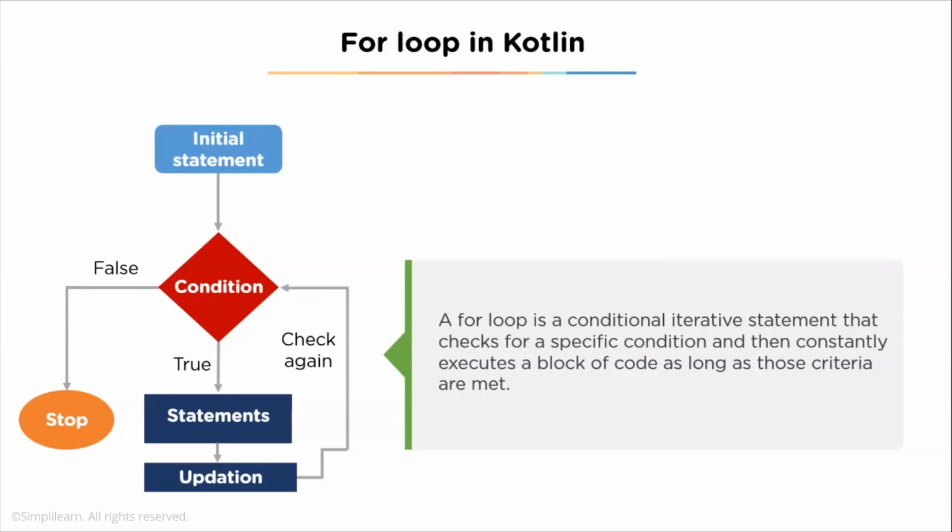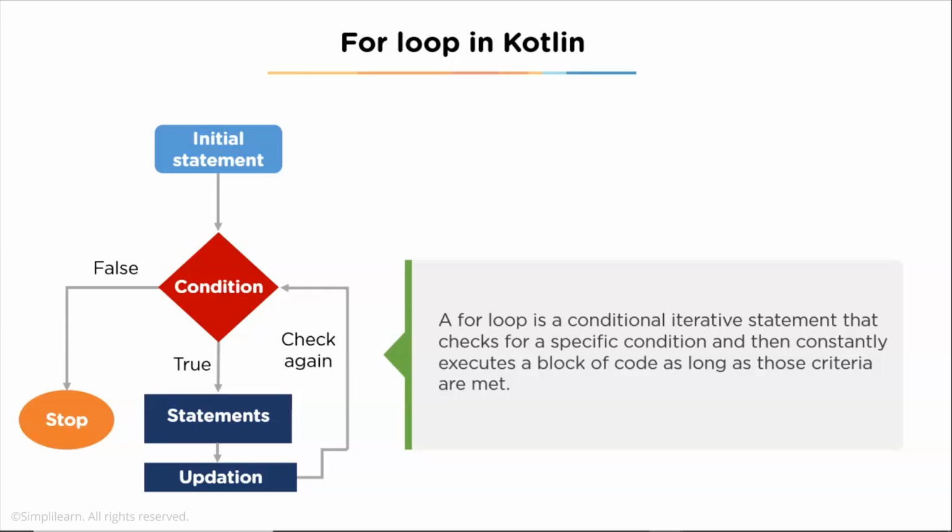A for loop is a conditional iterative statement that checks for a specific condition and then constantly executes a block of code as long as those criteria are met. The for loop differs from other looping statements in that it provides an explicit loop counter that allows the loop's body to know the exact sequence of each iteration. The for loop is used in Kotlin to traverse over ranges, arrays, and maps.